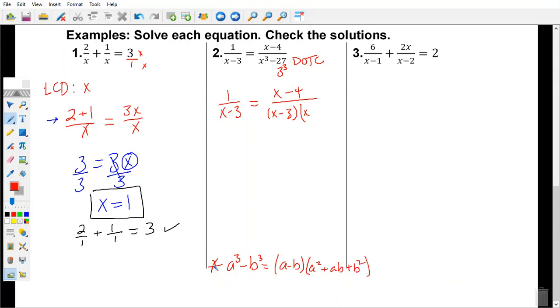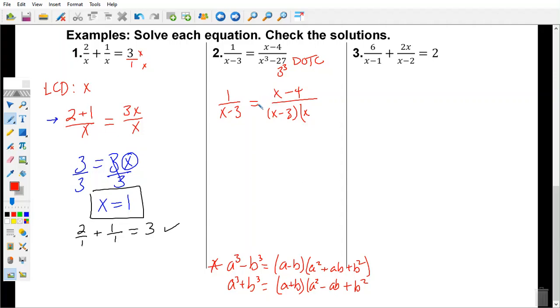Okay. And then if you have a cubed plus b cubed, it equals, again, the same on the binomial, opposite on the first term of the trinomial, a plus b times a squared minus a times b plus b squared. Okay, so those are going to be our rules that we follow.